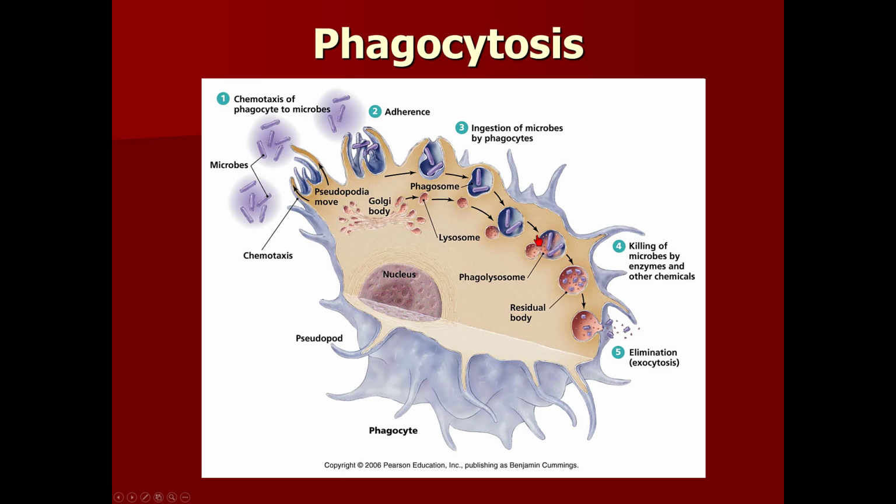This is a good graphical overview of what's going on here. We have chemotaxis to the area where the microbes are causing an invasion. We have adherence to the microbes. We have ingestion of the microbes by the phagocyte. Here's our phagosome. And then we have phagosomal-lysosomal fusion into something called the phagolysosome, where we have digestion. And when the bacteria is digested, some of these pieces can be removed and used for other things, but a lot of these pieces are eliminated by exocytosis. It's the same as when you eat a candy bar or a Whopper Junior, anything like that.